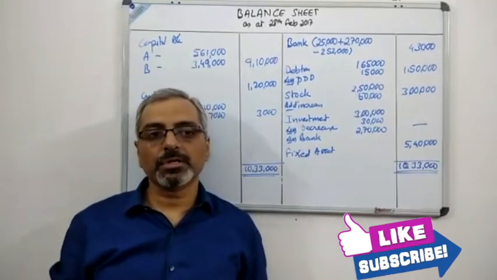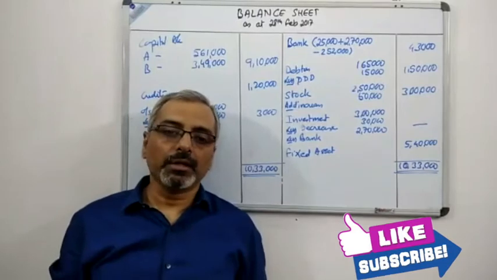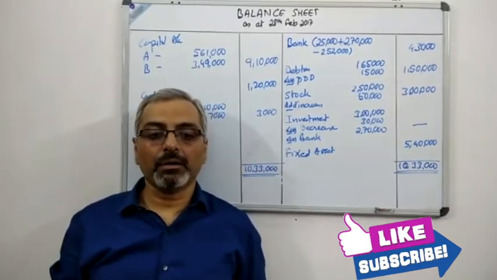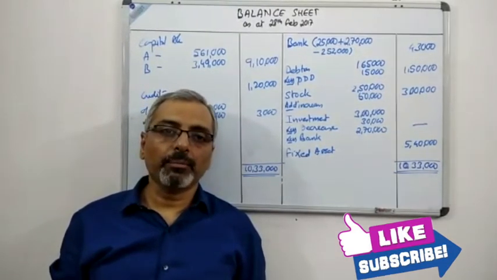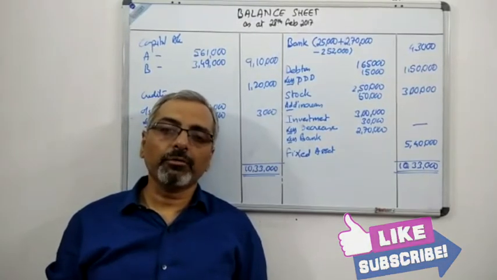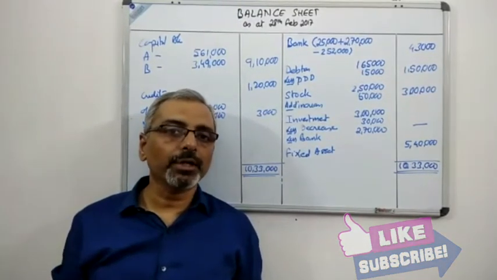If you remember, this question had asked us to prepare 3 accounts: the revaluation account, the capital accounts of the partners, and the balance sheet of the continuing partners. In this case, we did not have to calculate a gaining ratio because it was already given to us.